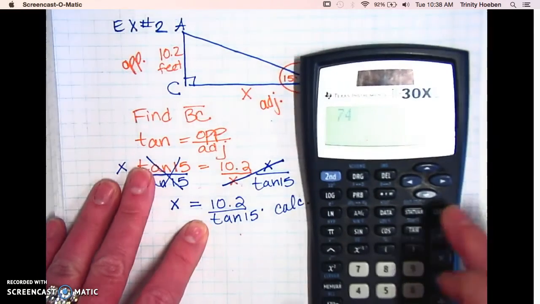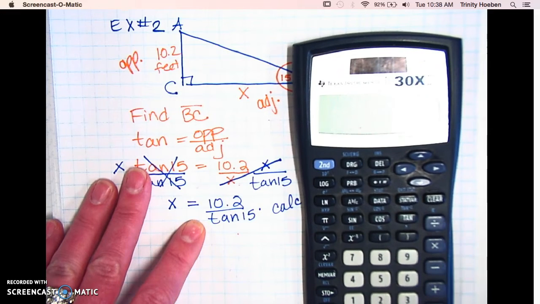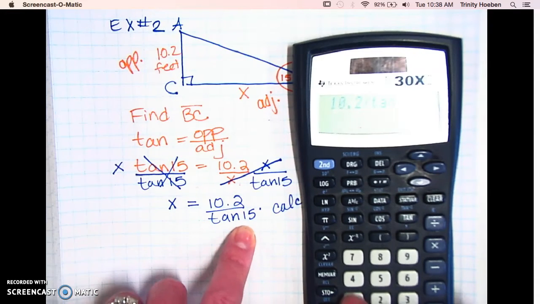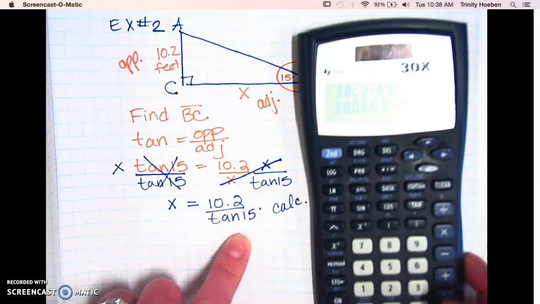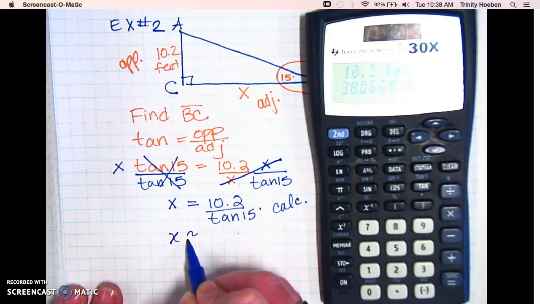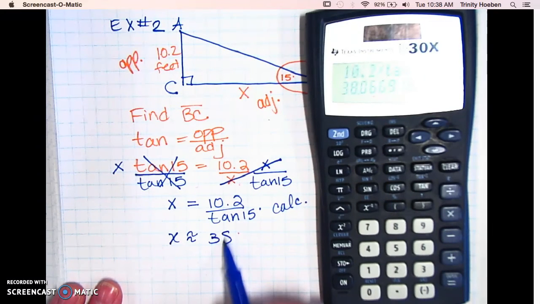So you take your calculator, clear out whatever was in there before, make sure it's in degree mode, and then go 10.2, divide it by the tangent of 15. Make sure you close that parentheses, hit the equal sign, and here we go. We're going to round to the nearest hundredth. So I have 38 in front of the decimal. All of that we want to keep.